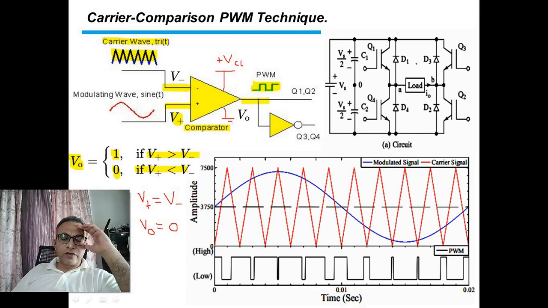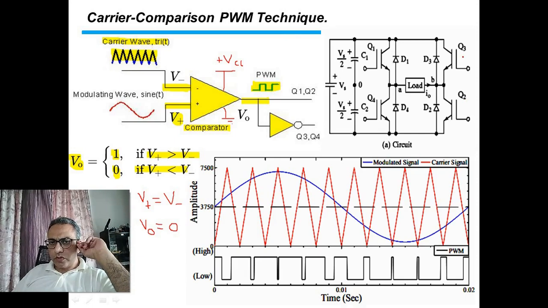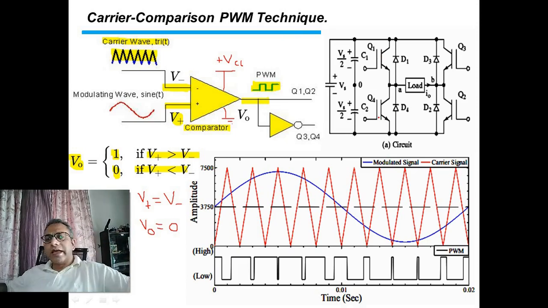Since we are driving a single phase inverter where the power switches are Q1, Q2, Q3 and Q4, let us look at Q1 and Q4. Q1 and Q4 cannot be turned on at the same time. They will work as a complementary pair. When one is on, the other is off.